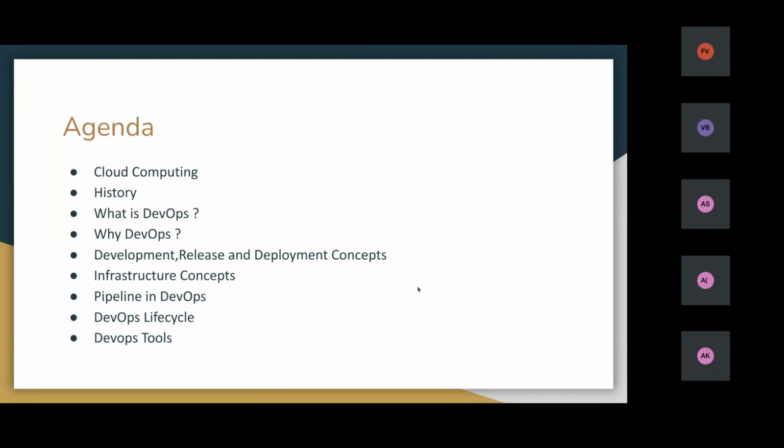Today's agenda is, first, we will talk about cloud computing, then the history of DevOps, then what is DevOps, then why DevOps, and then some development, release, and deployment concepts of DevOps, then some infrastructure concepts, then pipeline, DevOps lifecycle, and some DevOps tools.